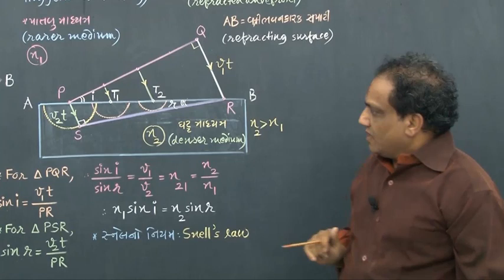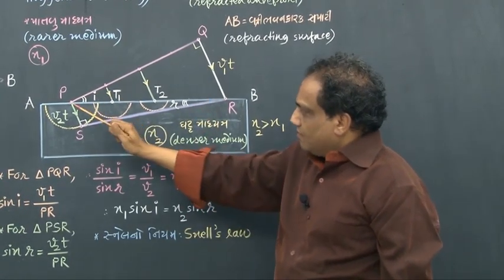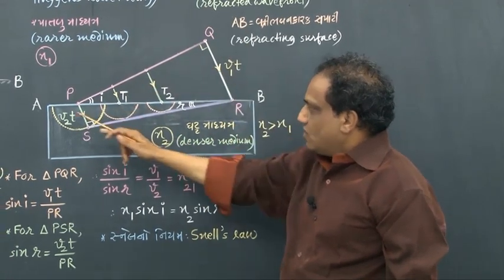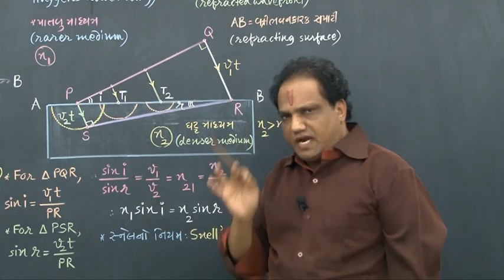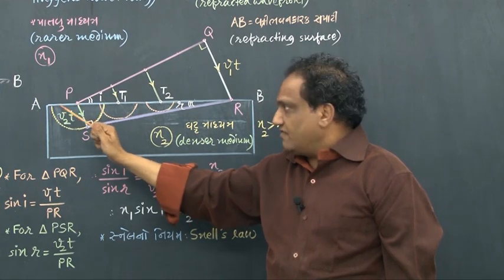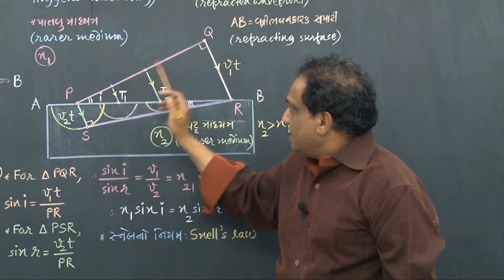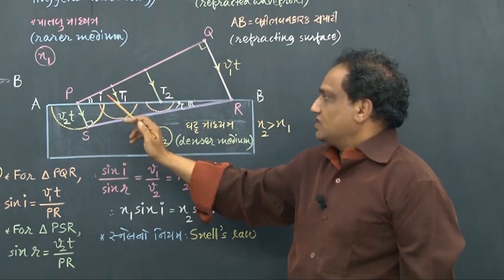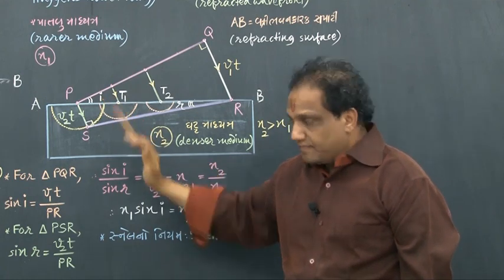Now suppose at time t equal to 0, plane wavefront PQ is made incident on this refracting phase such that at time t equal to 0, point P simply touches this refracting phase. The angle made by the incident wavefront with the refracting phase is called the angle of incidence. Let it be shown by the symbol small i.